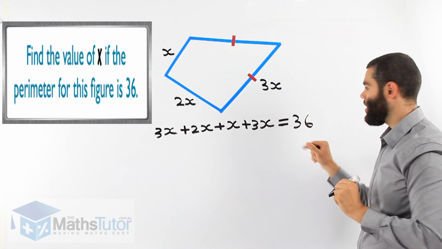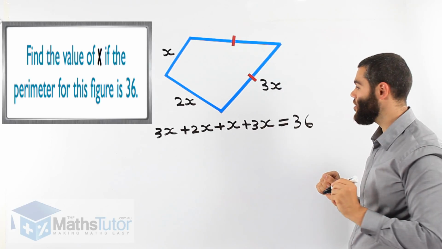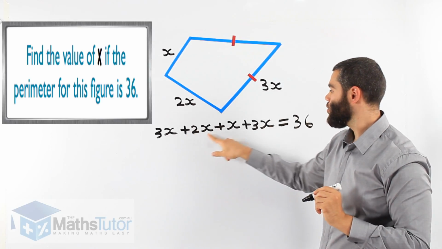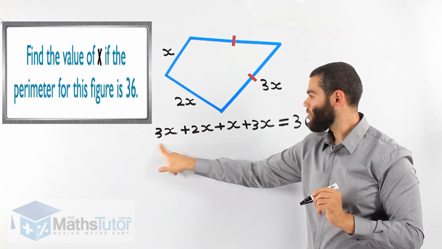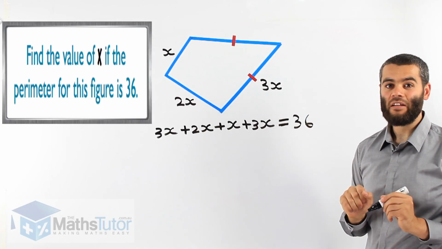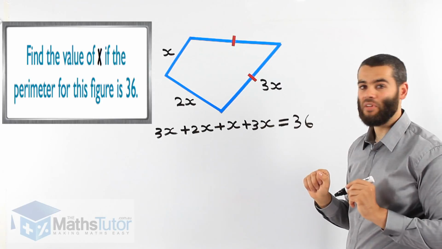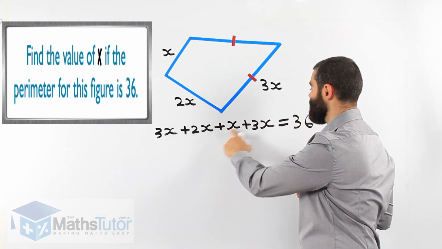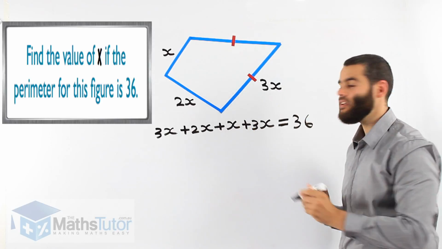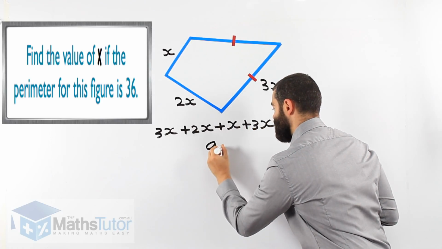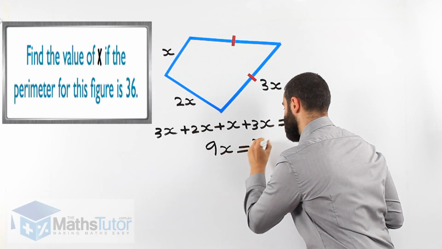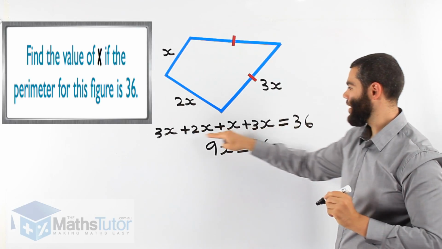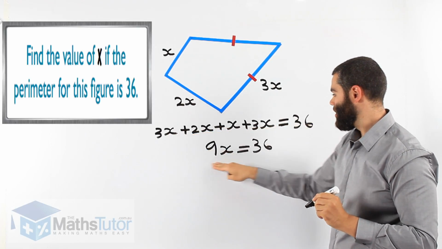Now, we need to simplify this further to solve our equation. 3x plus 2x plus x plus 3x. Guess what? They are all like terms, meaning we can simplify them, we can add them together. 3 plus 2 is 5, plus 1 is 6, plus 3 is 9. 9x equals 36. So now we've created the equation, we've simplified it, there it is.